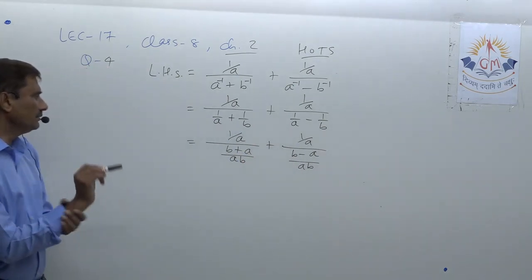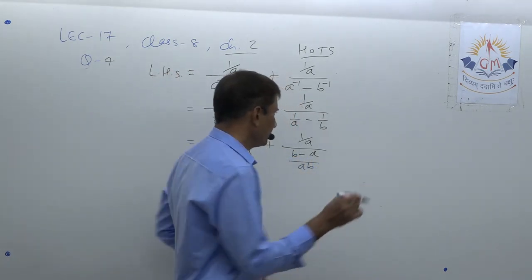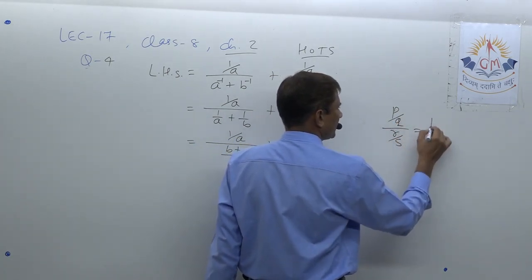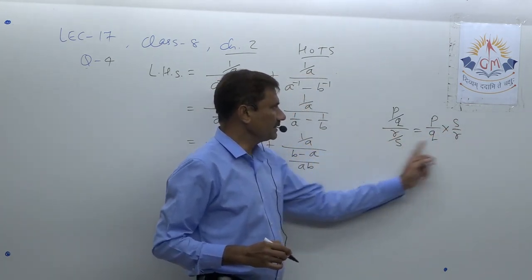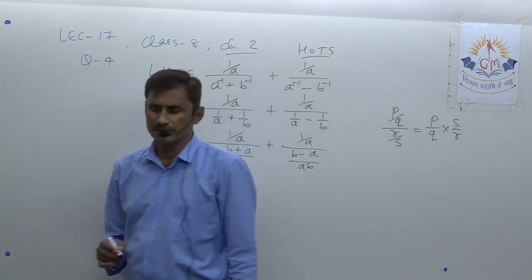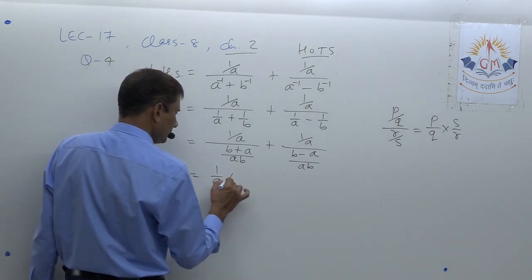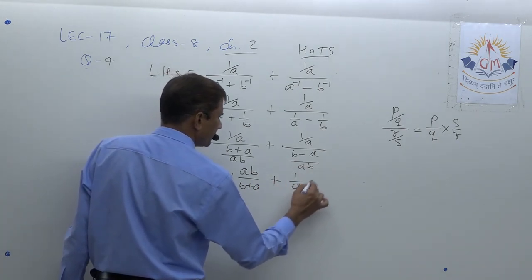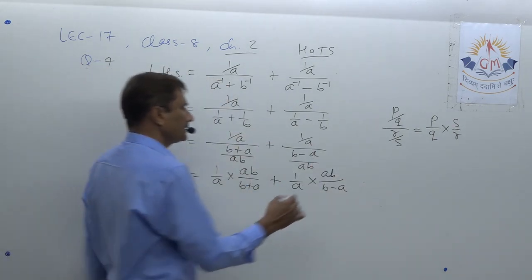Now you know, a fraction upon a fraction is there. At that time, if P upon Q upon R upon S is there, then you can write P upon Q into S upon R. This means division can be converted into multiplication by reciprocating the divisor. Divisor means the denominator here. So you can write here 1 by a into ab upon b plus a. Same way here also 1 by a into ab upon b minus a. You can give that reason here.